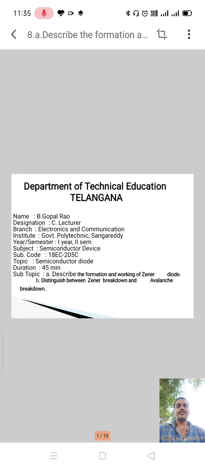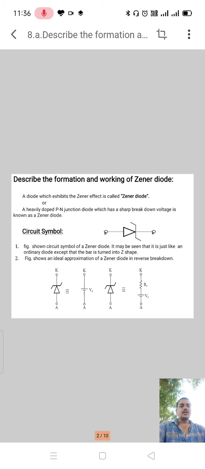Today's topic is to describe the formation and working of Zener diode and distinguish between Zener breakdown and avalanche breakdown. On completion of this period, you would be able to understand the formation of Zener diode, characteristics of Zener diode, specifications of Zener diode, and comparison between Zener breakdown and avalanche breakdown.